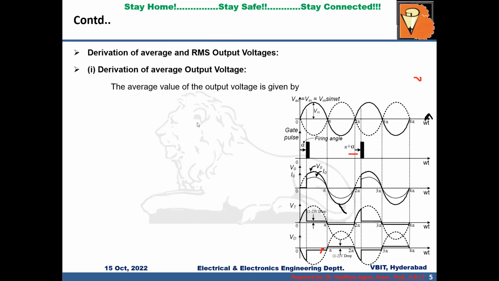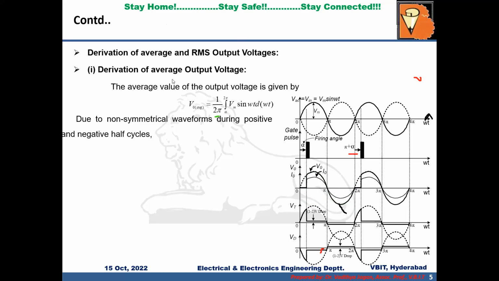Then from the waveform, we will try to extract the voltage across the load. To extract the voltage across the load, we'll focus on the output voltage waveform. So you can see this is the output voltage waveform. In one cycle, we'll have a positive half cycle as well as a negative half cycle. The positive half cycle will be from alpha to pi, and from pi to 2 pi there is a negative half cycle. So we are splitting the 2 pi interval into two halves. Because of the non-symmetrical waveform, during the positive half cycle we get the waveform from alpha to pi, whereas during the negative half cycle we get the waveform from pi to 2 pi. That is why we are splitting this integral into alpha to pi Vm sin omega t and pi to 2 pi Vm sin omega t.